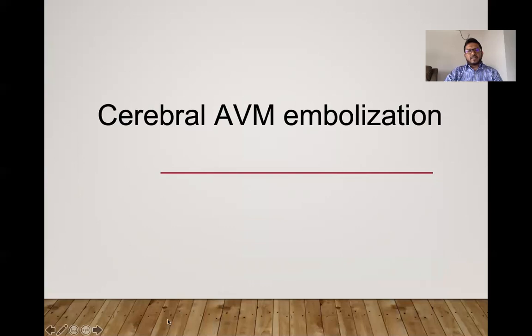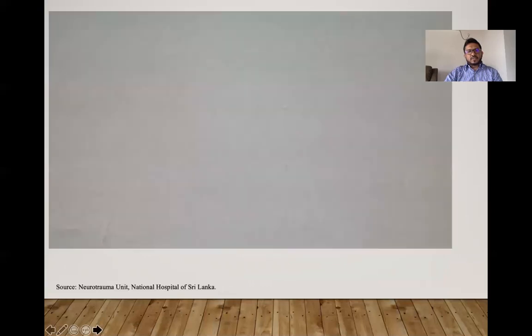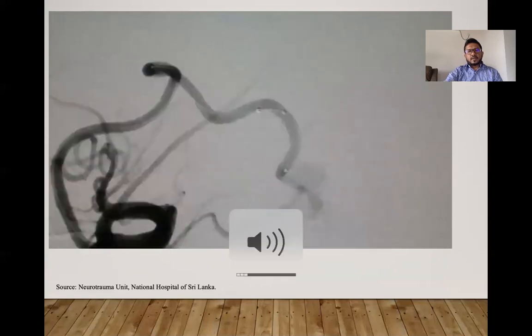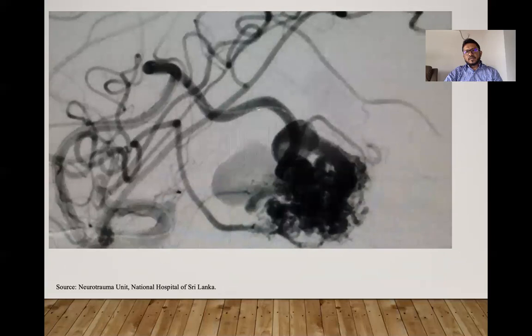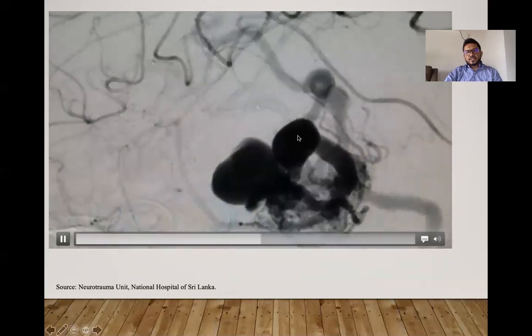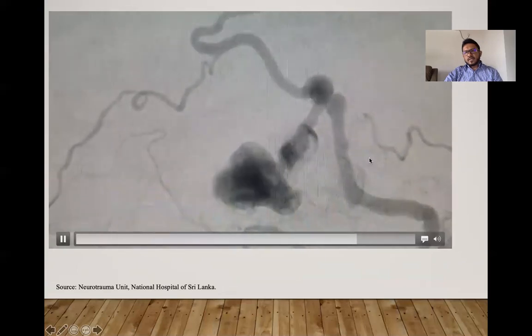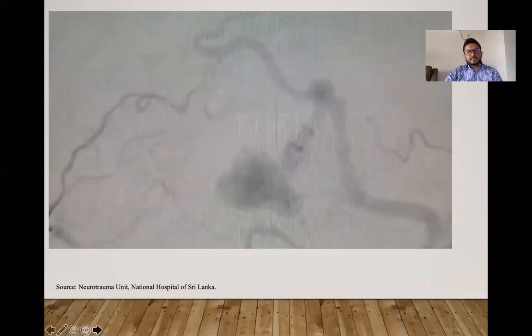Moving on to cerebral AVM embolization. This is a patient who had an AVM in the right parietal region. You can see a very large nidus with large draining veins, draining into the cortical veins.